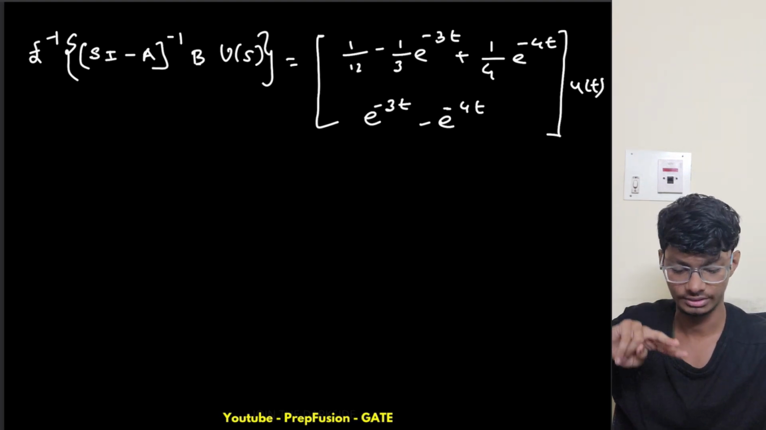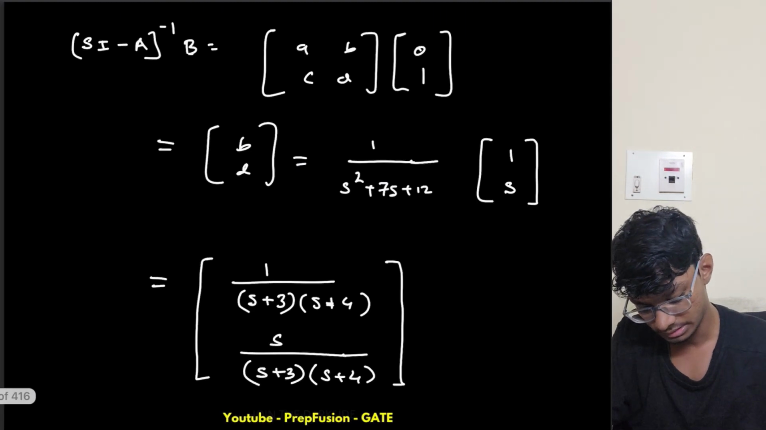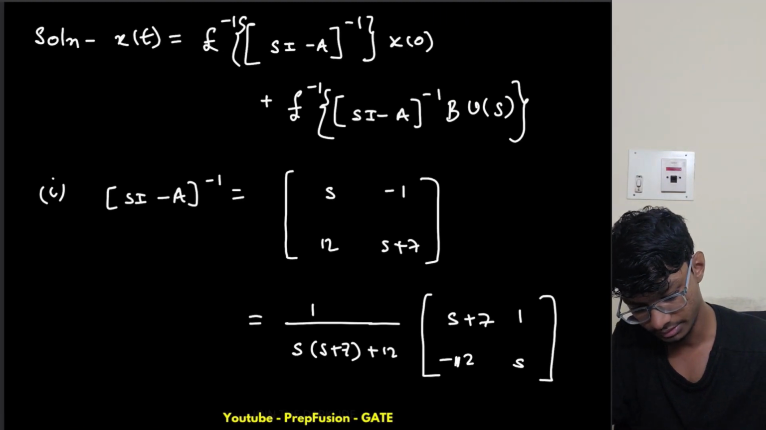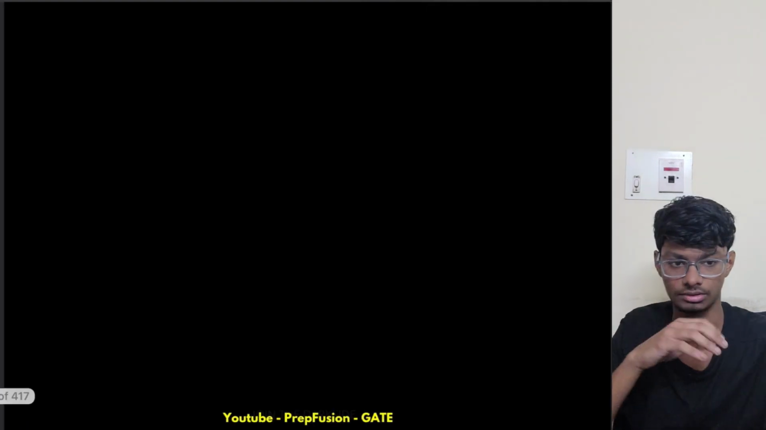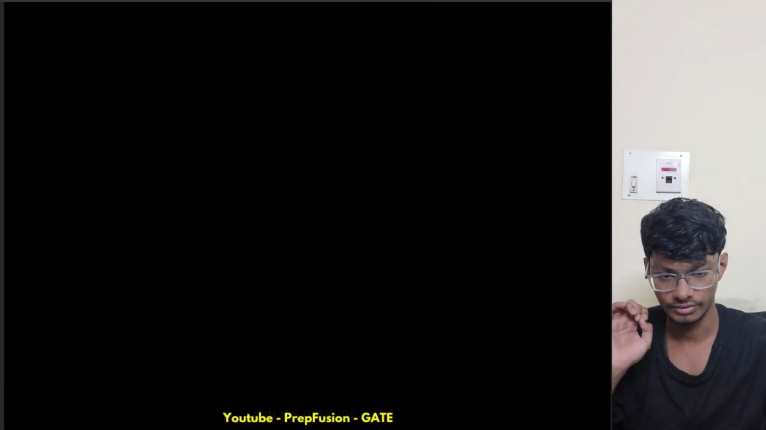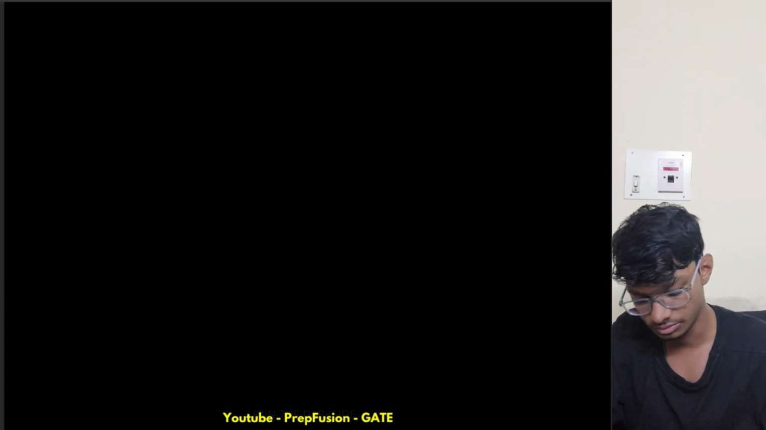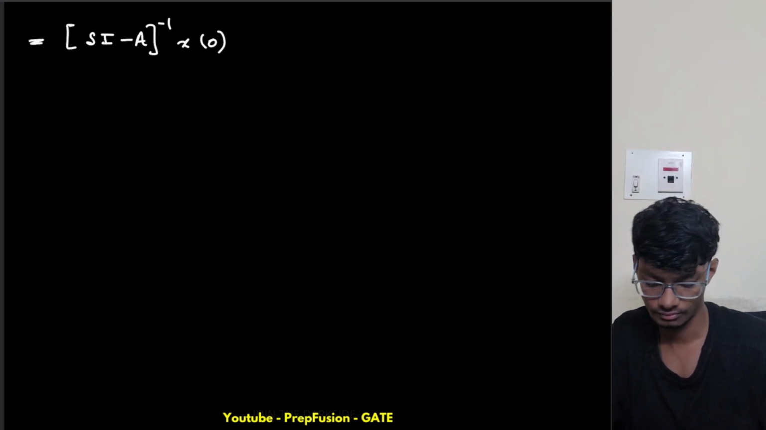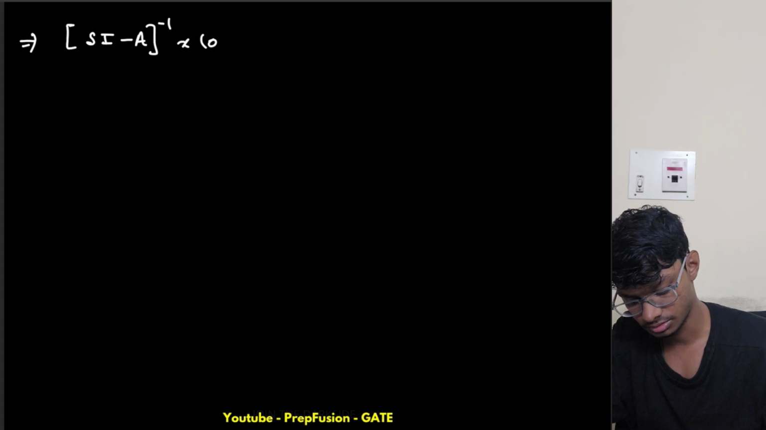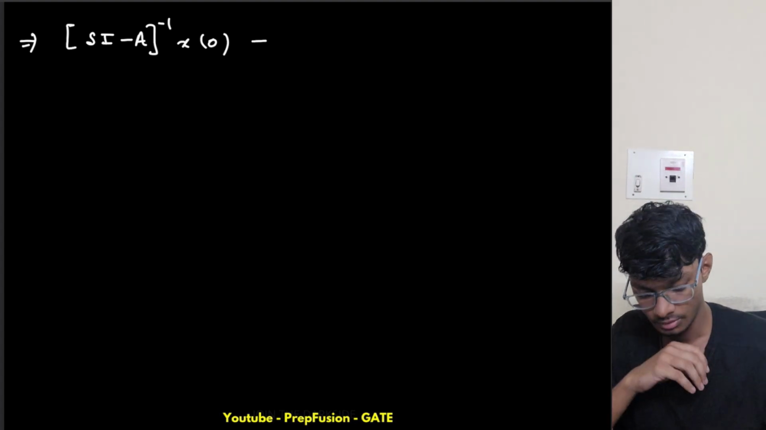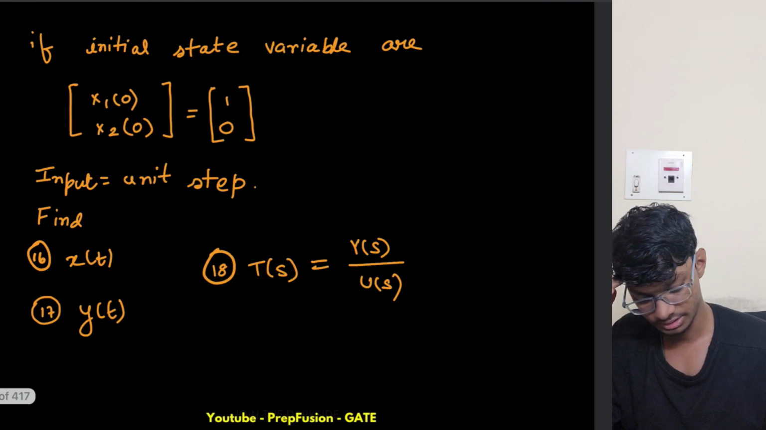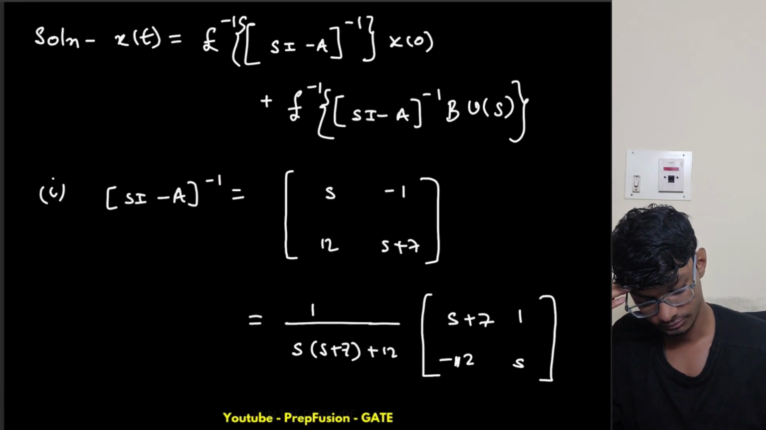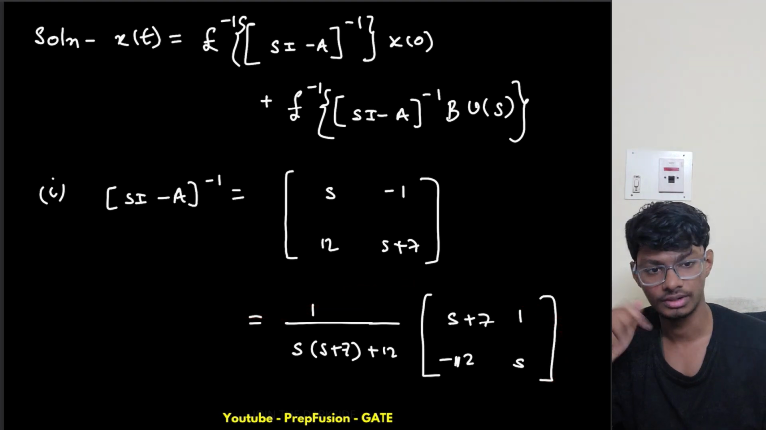Now what I will do is find the zero input response. So let me do it here only. From here I can find the zero input response basically. So how to find it? The zero input response is simply si minus a inverse into x of 0. Si minus a inverse I've already found out. Si minus a inverse was this one. I have to multiply it with x of 0.